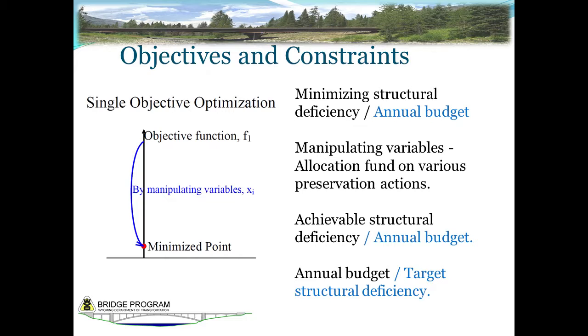In this case, we need to have a constraint, which is the given annual budget, or what I call the maximum allowable annual budget. Or the objective can be minimizing the annual budget. In this case, we achieve the minimized annual budget in order to achieve the target structural deficiency. The target structural deficiency in this case is the constraint. So I guess we are ready for the implementation.